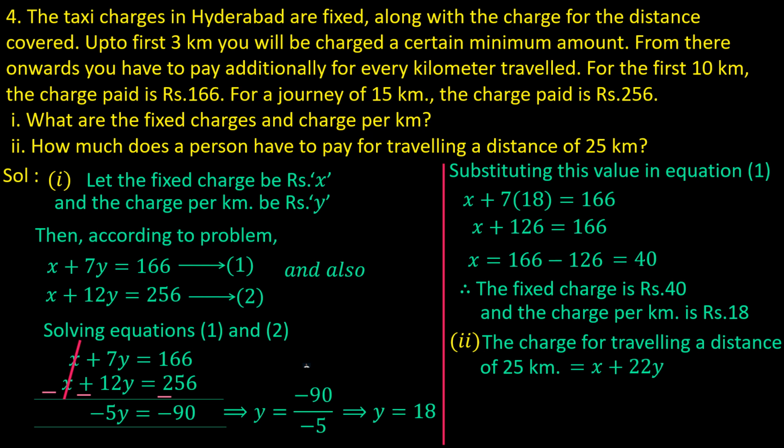So the charge for a distance of 25 kilometers is X plus 22Y, and we got the values of X as 40 and Y as 18. So 40 plus 22 into 18, and 22 into 18 is 396. So 40 plus 396 is equal to 436 rupees. So the charge for traveling a distance of 25 kilometers is 436 rupees.